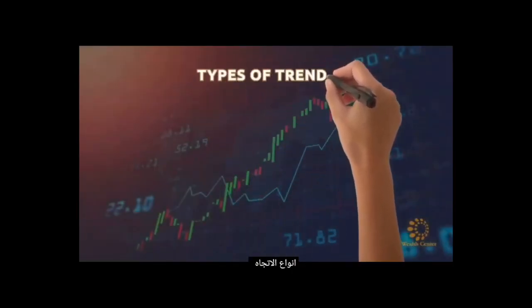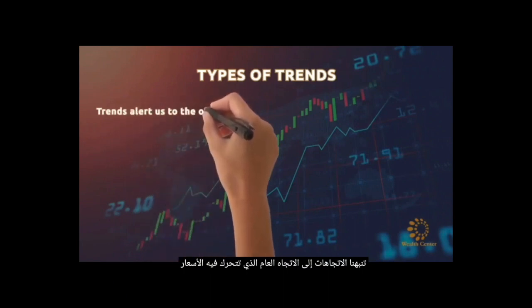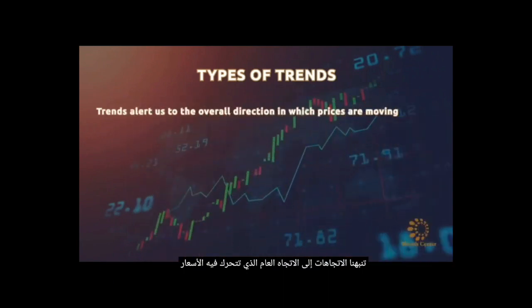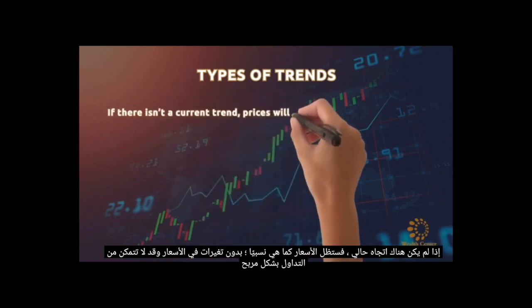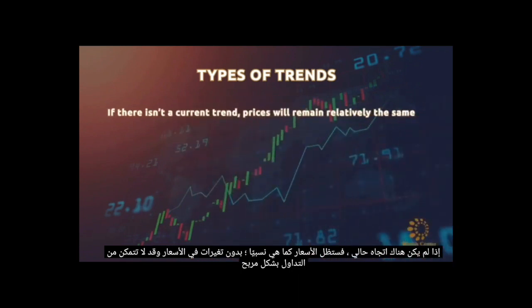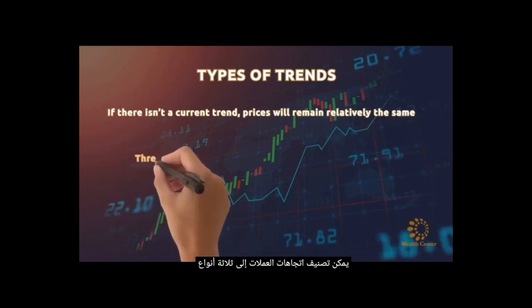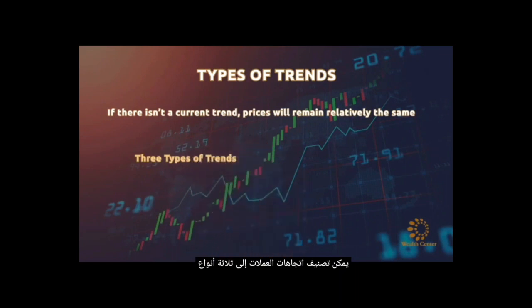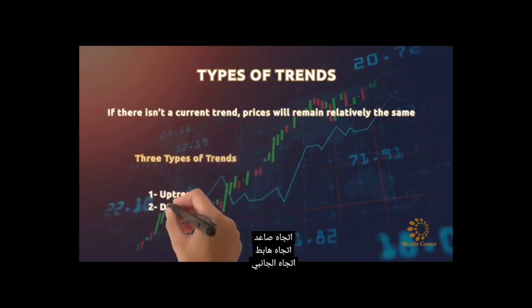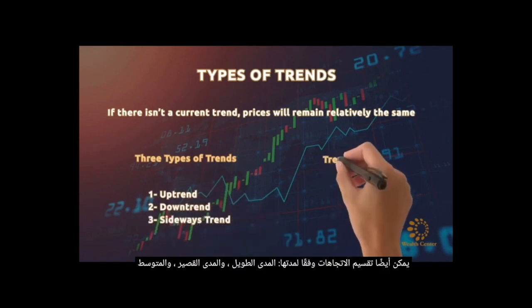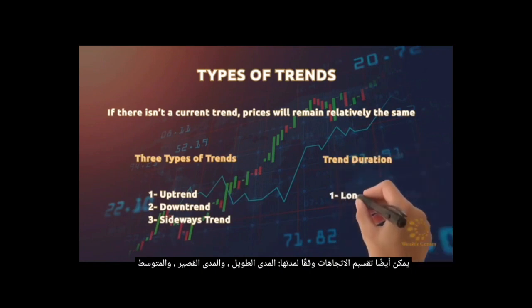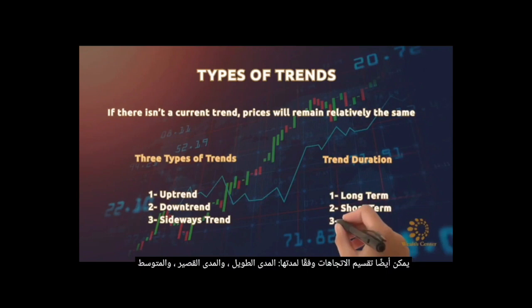Types of trends. Trends alert us to the overall direction in which prices are moving. The prices can move up, down, or stay flat. If there isn't a current trend, prices will remain relatively the same, without price changes, and you may not be able to trade profitably. Currency trends can be categorized into three types: uptrend, downtrend, sideways trend. Trends can also be divided according to their duration: long-term, short-term, and intermediate.